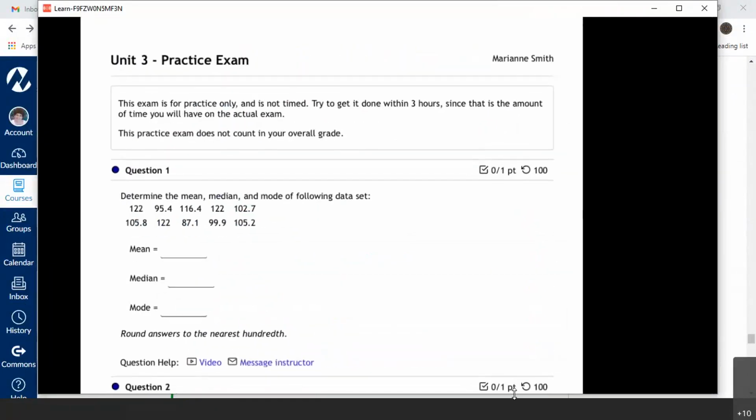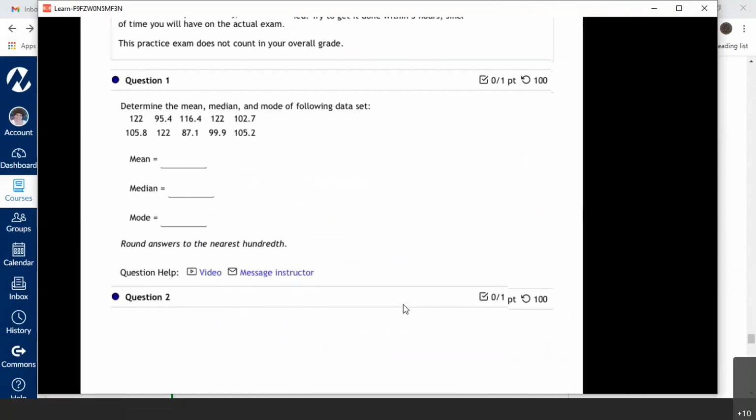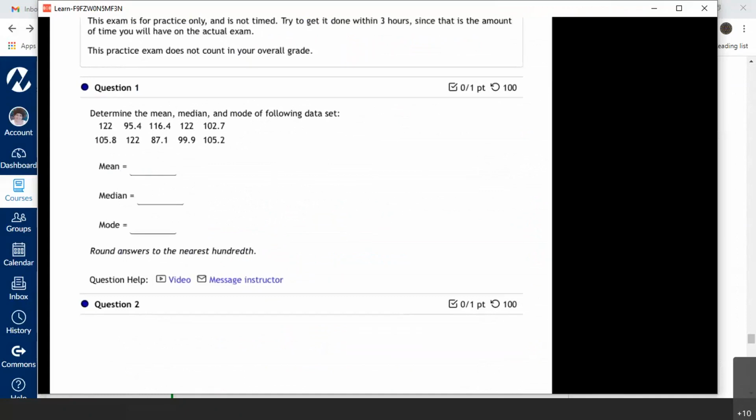practice exam. This is kind of the directions that are going to come out at the front. Try to get it done in 3 hours. That's the amount of time. And again, this won't count in the sense that it won't depend on how well you do on it. Everybody will get the full 20 points. All right, so question 1: determine the mean, median, and mode of the following data set.